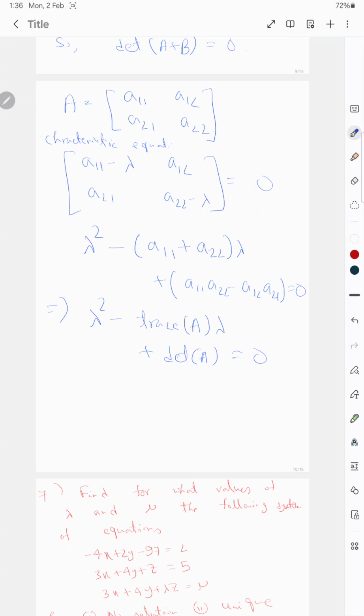Whenever you learn polynomials, the product of the roots of this equation: if lambda 1 and lambda 2 are the two roots, then lambda 1 into lambda 2 is the last coefficient, which is the determinant of A. And lambda 1 plus lambda 2 is the negative of the coefficient, so it is the trace of A. For 3 cross 3 also, lambda 1, lambda 2, lambda 3 product is determinant of A, and lambda 1 plus lambda 2 plus lambda 3 is trace of A. The middle one is some product, which we will discuss in polynomials.